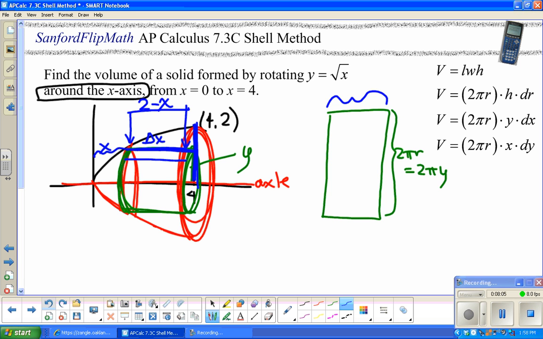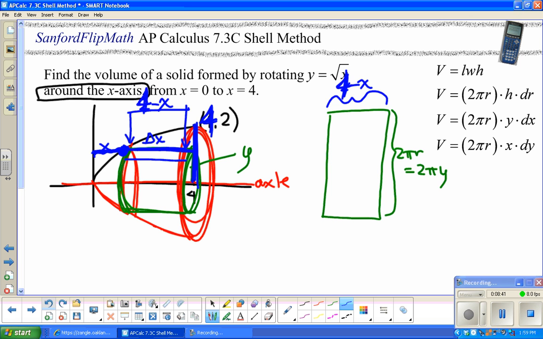Now, if that bothers you, then stop the video for a second and go back and figure out what that is. Make sense out of it. 2 minus x is that distance. x is the distance from the y-axis to the point. If this is 2, sorry, this is 4. Ooh, Sanford caught himself before he got done. Thank you, thank you, thank you. So that's really a 4 minus x. Thank you for those watching at home yelling, Mr. Sanford, that's 4 minus x.